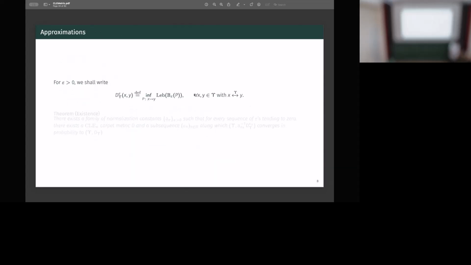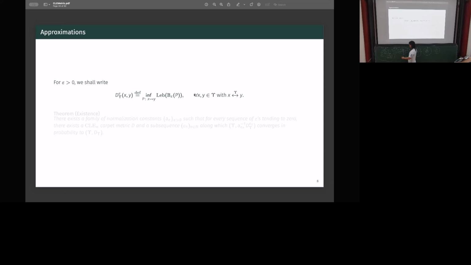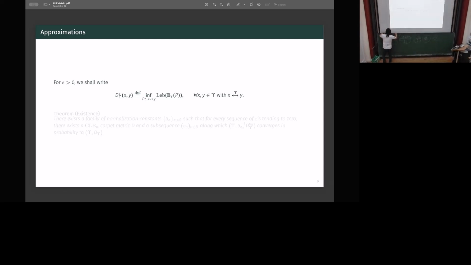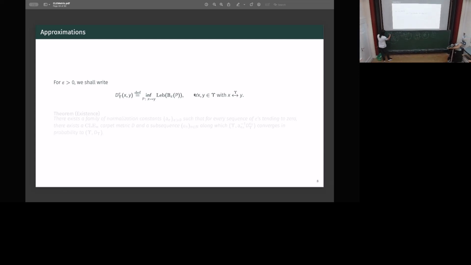So first we prove the existence. We find some approximations. The approximation is given for any 2 points x and y.